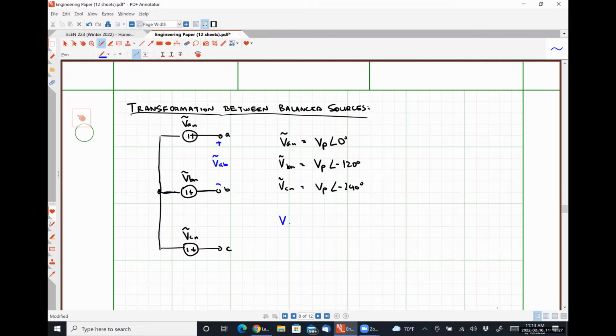So let's write that down like so. Now we know that the quantity VBN is literally identical to the quantity VAN, just phase shifted by exactly 120 degrees. So from this, we can say that this is VAN multiplied by 1 angle 0 degrees minus 1 angle negative 120 degrees.